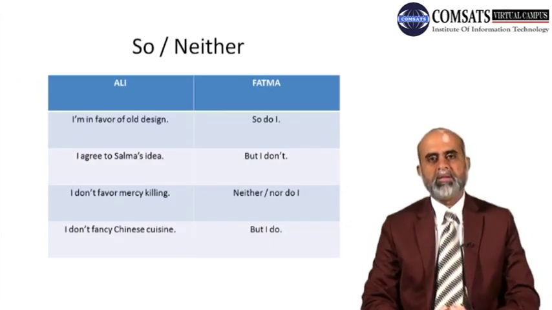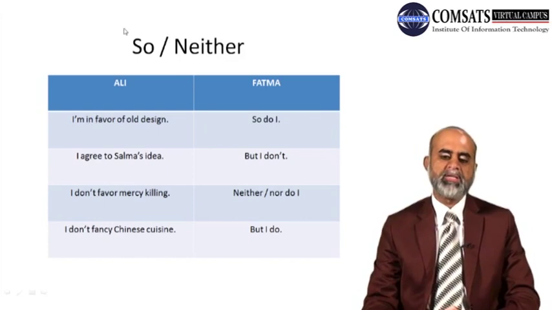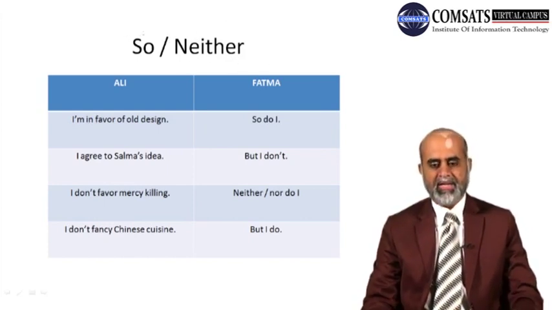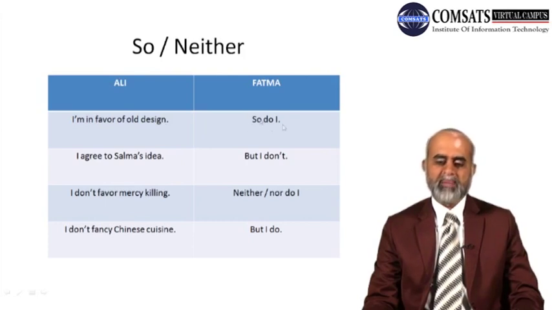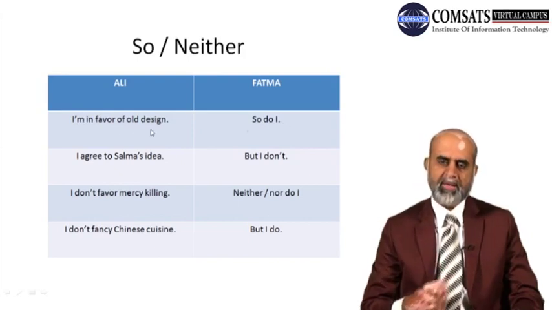Okay, earlier we learned that we can express agreement with a negative statement by saying me neither. So how do we say these words so and neither in English? Suppose there are two characters, one is Ali, another is Fatima, and Ali says I am in favor of old design and Fatima agrees with Ali. Fatima can say so do I. Instead of so do I, Fatima would say so am I, because here we have the helping verb am, so we should use the helping verb am here. Sorry for the mistake. It should be so am I. I'm in favor of old design, so am I.